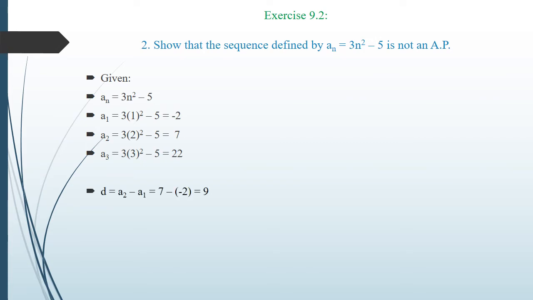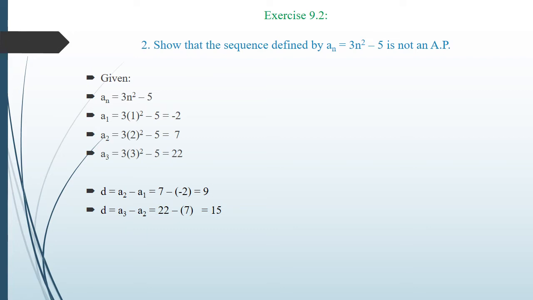Now if I want to find the common difference considering these three terms of the sequence, as we already know how to do that, d is equal to a2 minus a1. When I do this, the second term is 7 and the first term is minus 2. So 7 minus of minus 2 is going to give me the answer as 9. Similarly, if I find the common difference considering the other two consecutive numbers, that is a2 and a3, d is equal to a3 minus a2, I am going to get the answer as 22 minus 7, which is giving me 15.